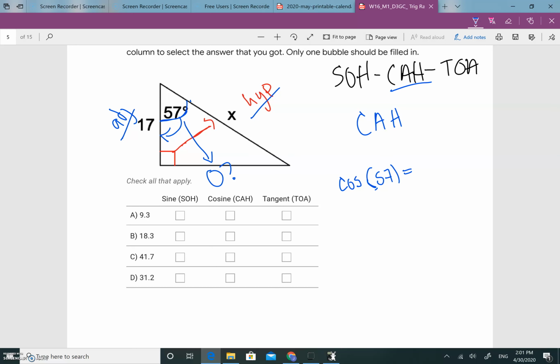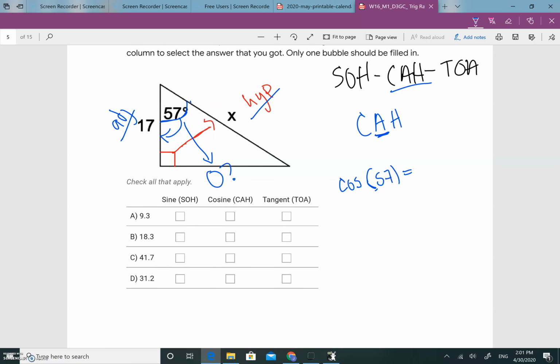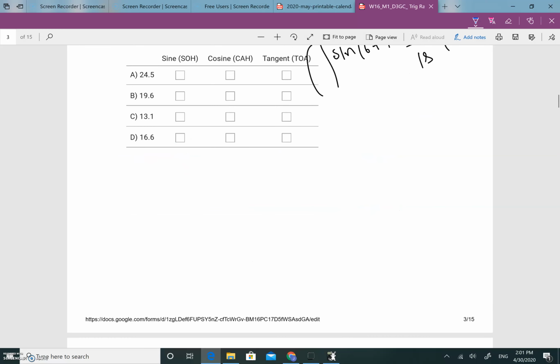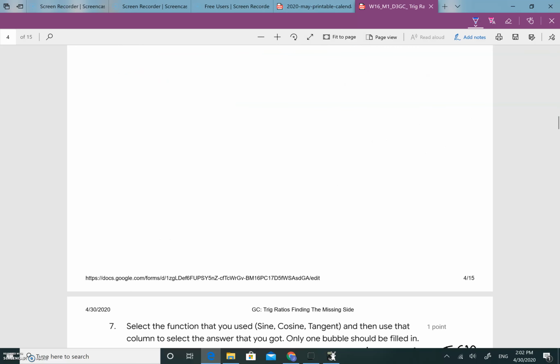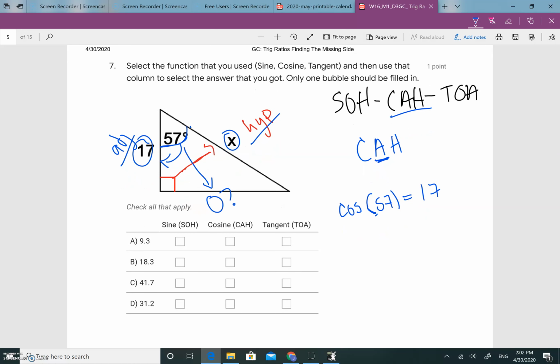is equal to, now which one goes first? The A goes first. So does that mean that I'm going to put the X or the 17? Which one's the A? The A is the 17, so the 17 goes first. Now notice that this is different from the last two examples that I did. On the last two examples, my X was on top, right? But in this case, I have my X in the bottom because it doesn't go first, it goes afterwards. In this case, my X is the hypotenuse. So this is going to be my X.